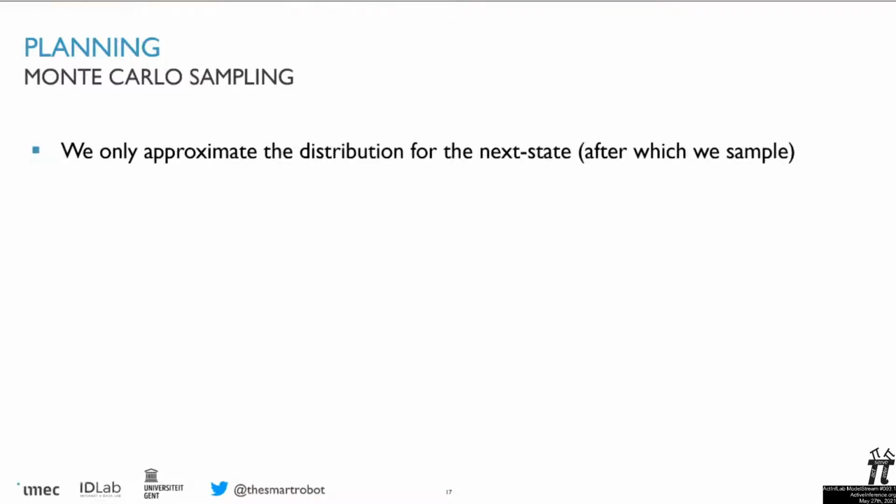So then we come to the planning part. Once you have this model, how can you use it to let your agent do useful things? There we will use Monte Carlo sampling. One of the limitations of these kind of architectures is that basically we only approximate the distribution for the next state. So given a sample from the previous state and given the action, we approximate the distribution for the next state, but then we sample during training as well. So we will never have a good distribution for, let's say, 10 steps ahead.